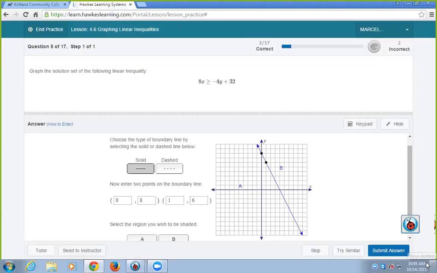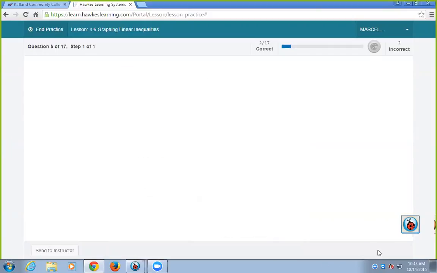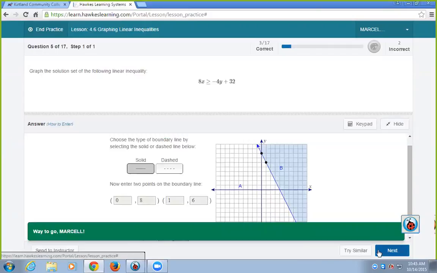Okay. Then I need to determine what side gets shaded. So again, my sign flips, so I have to be real careful when I'm shading with these. My best bet is to use my test point. 8 times 0 is 0. Is 0 greater than or equal to a positive 32? 0 greater than 32? Nope. So I'm going to pick side B. And so then when I submit it, everything comes out correct.